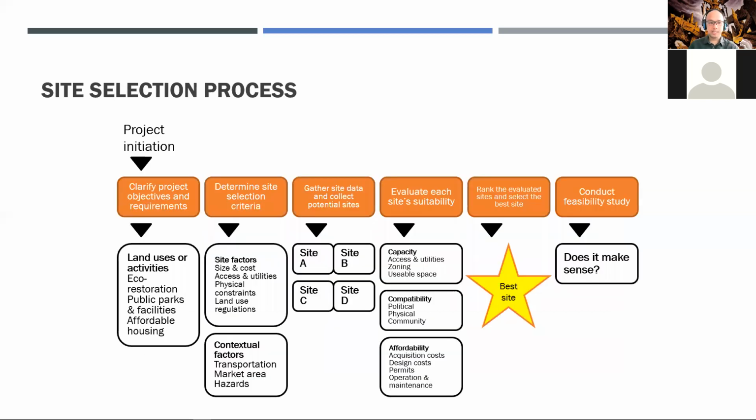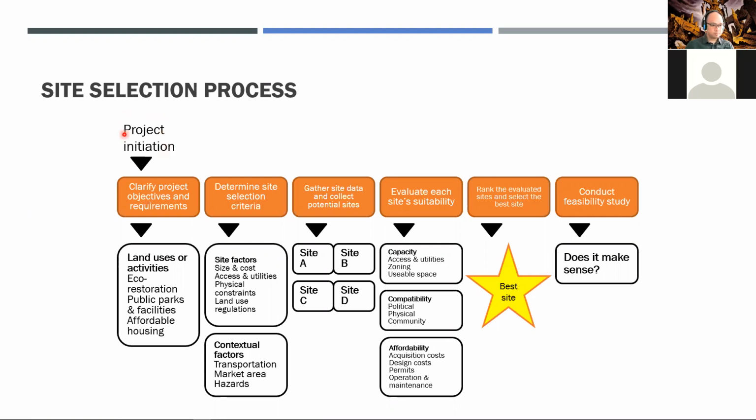Now, moving on to the site selection process. I don't know whether you have a site in mind already for your group work. However, I think I should have mentioned this a lot earlier, but there are 5 or 6 steps in the site selection process.